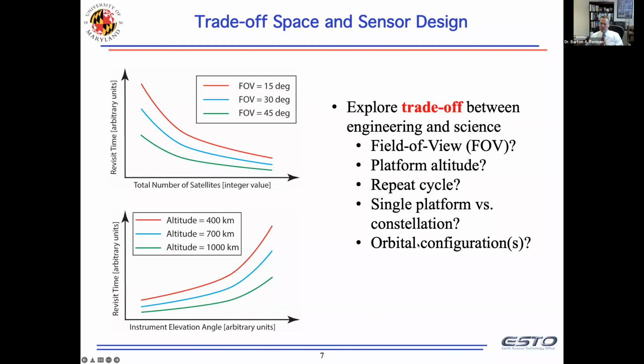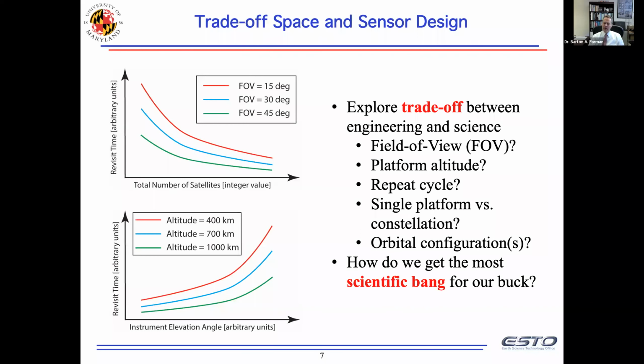Which orbit, number of platforms, altitude, field of view, what's the ideal combination? And ultimately, how do we get the most scientific bang for our scientific buck? If we define some scientific benchmark that we want to achieve, what mixture of satellites and sensors do we need in order to achieve that benchmark? And is there one combination that is less expensive than the other? The final one perhaps is our best choice to move forward with some sort of design in the future.